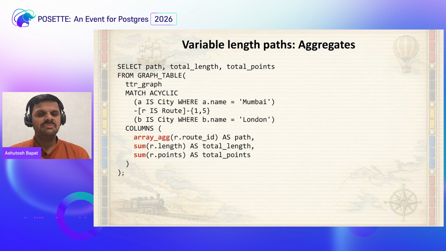Next, I'm introducing a very powerful feature of SQL PGQ. It allows aggregation across variable length paths. For example, here we want all the routes that are part of the path, as well as the total lengths and total points that those paths will give us. These aggregates can be anything. In this case, it is sum, but you can use average also, or any aggregate of your choice.